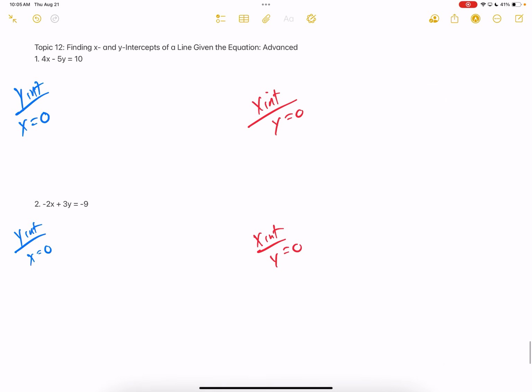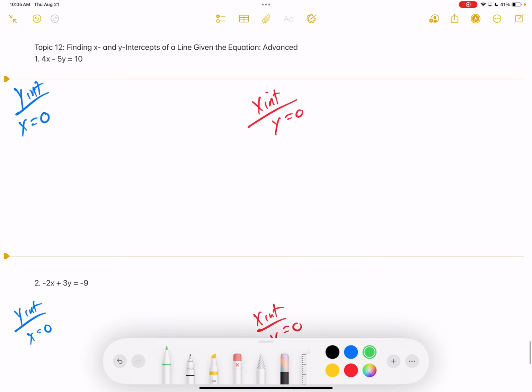And then the last topic here is finding the x and y-intercept again, but from the standard form, so it's a little tougher. But same idea. When you have the y-intercept, we want to make x be 0. So 4 times 0 minus 5y equals 10. Again, this 4 times 0 goes away, so I just need to divide by negative 5. So I get y equals negative 2.